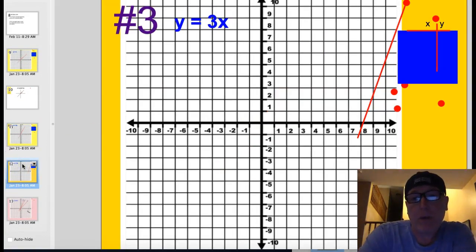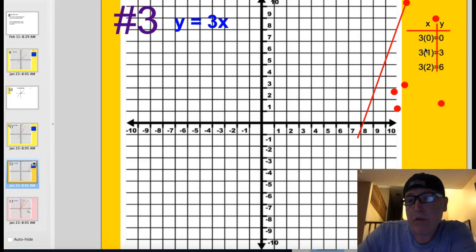Go ahead and try this one. Okay, same thing. 0, 1, and 2. We put those values in. X is going to be 0, y is 0. X is 1, y is 3. Here it is. This is the 3x. See, I put the variable or the x value in parentheses there.